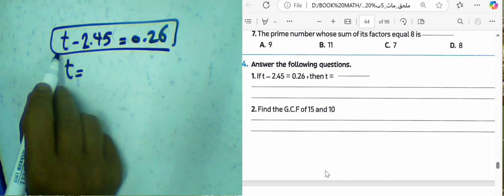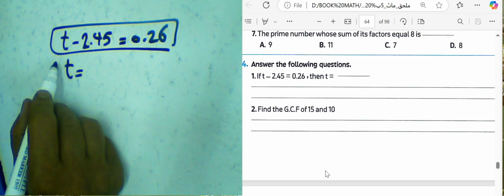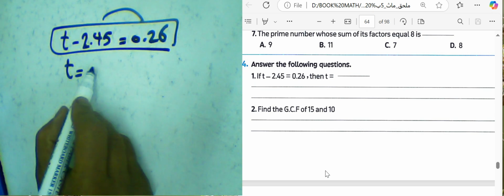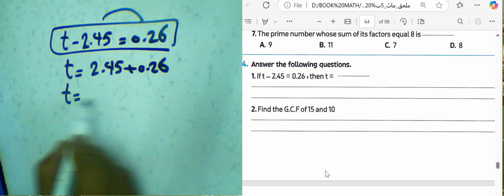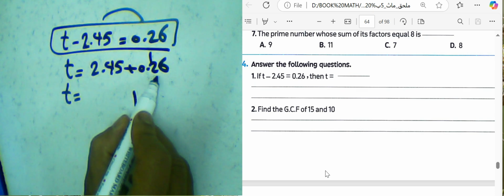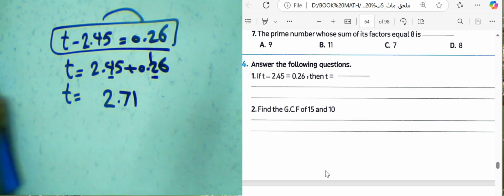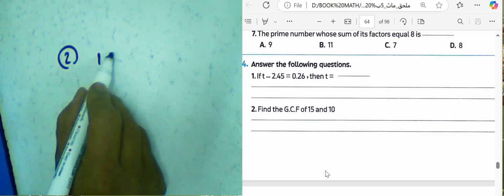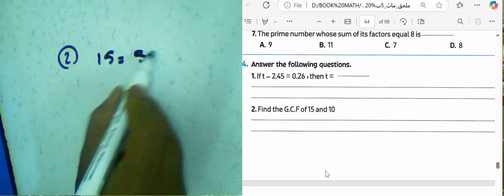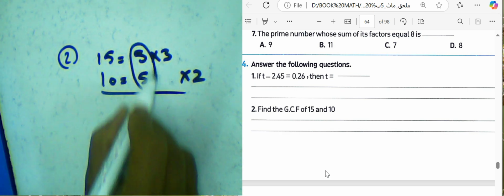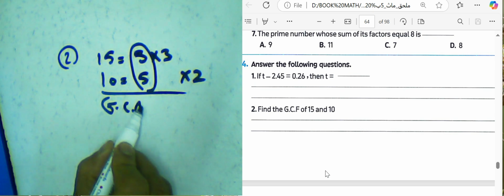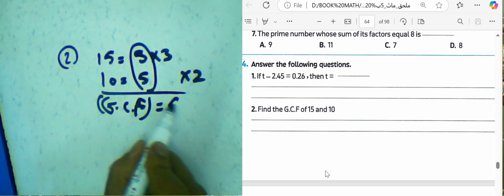T here we call it the minuend. To find the value of the minuend, you must add the subtrahend to the difference, right? 2.45 plus 0.6. Then 6 plus 5 is 11, write 1 and carry 1, 3 plus 4 is 7, and write 2. It's the value of t. Question number 2. Find the greatest common factor of 15 and 10. We know 15 equals 5 times 3 and 10 equals 5 times 2. The greatest common factor between them will be 5.